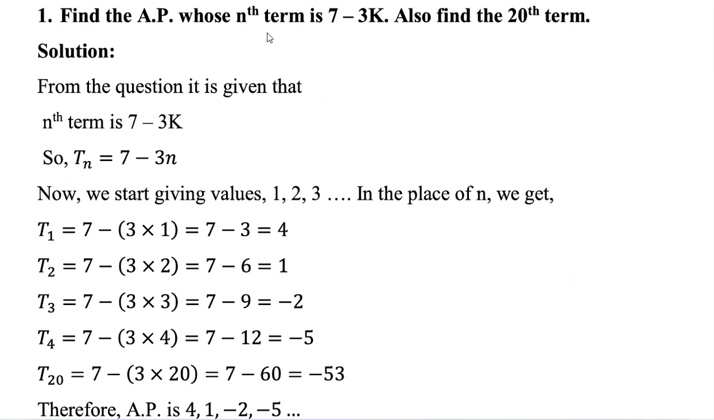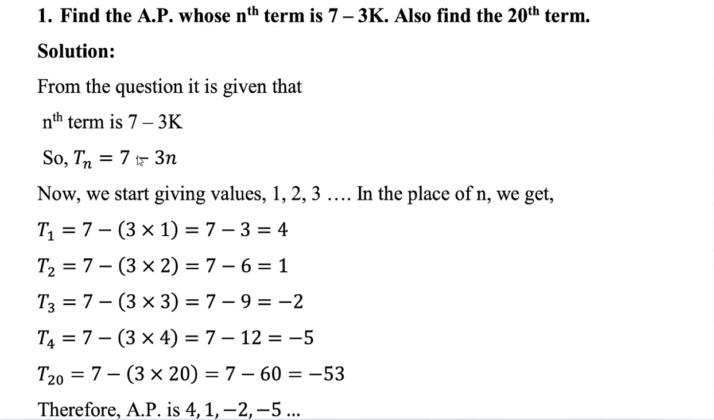Find the AP whose nth term is 7 minus 3k. Also find the 20th term. So how to solve these types of sums? The nth term is given in the question paper, that is 7 minus 3k. So we can write Tn is equal to 7 minus 3n.